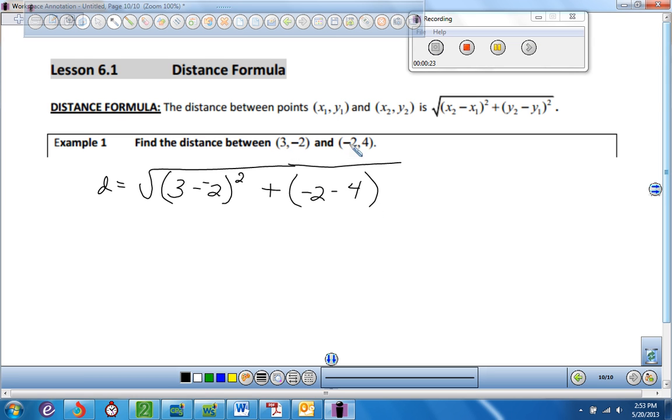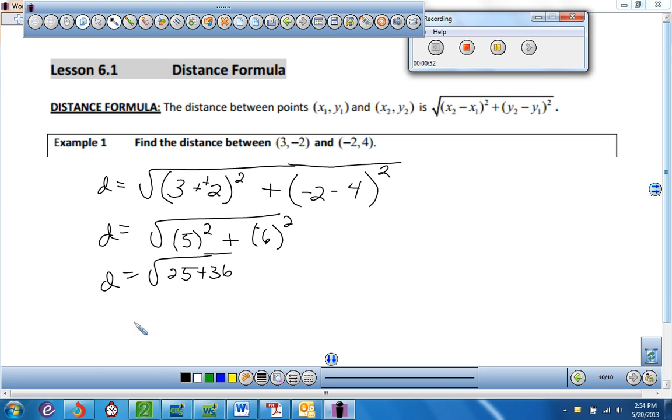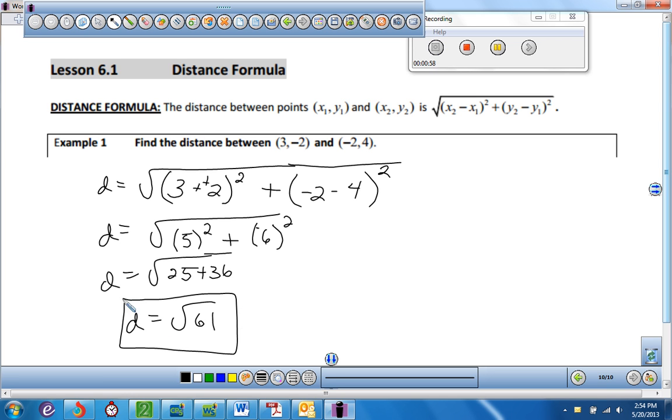So I did 3 minus negative 2, so that's going to become plus. Okay, and then we got negative 2 minus 4. Of course, that's squared. So d is equal to the square root of, we're going to add these two together, 5 squared plus, technically, negative 6 squared. So we end up with 25 plus 36, and we're going to take the square root of that. Okay, and then we end up with d is equal to the square root of 61. So that's the distance between those 2 points using the distance formula.